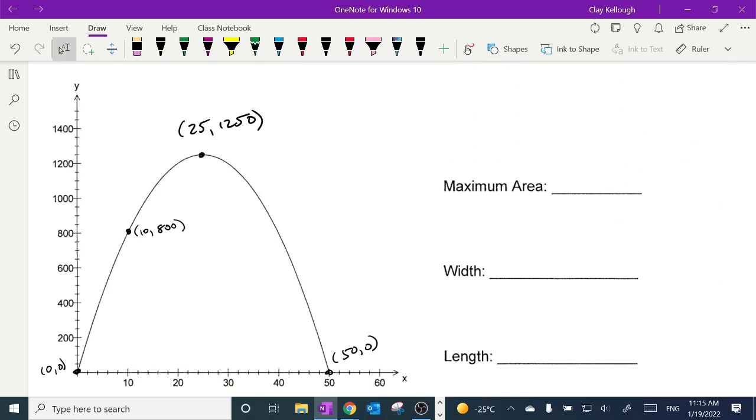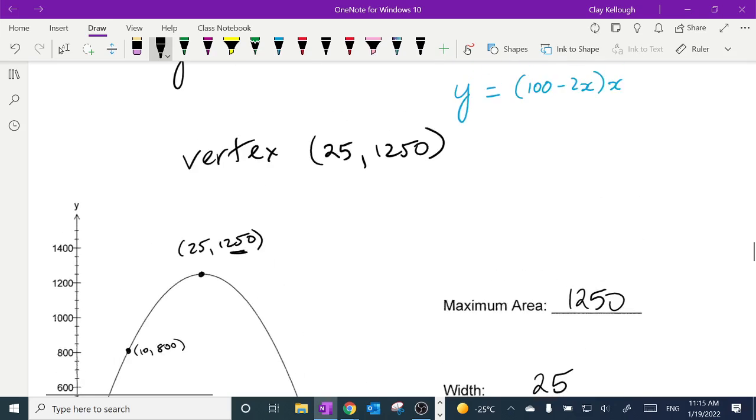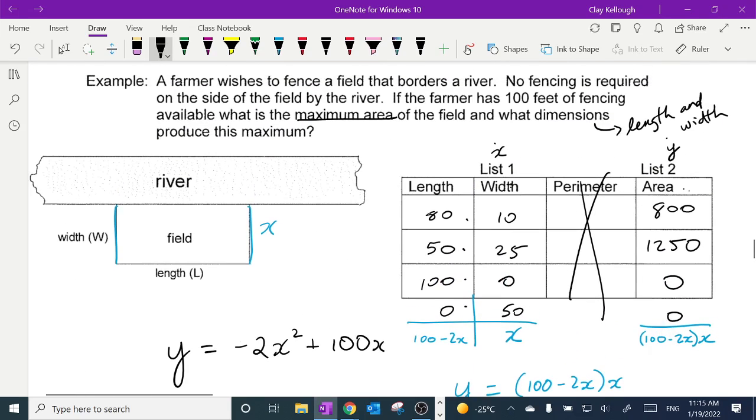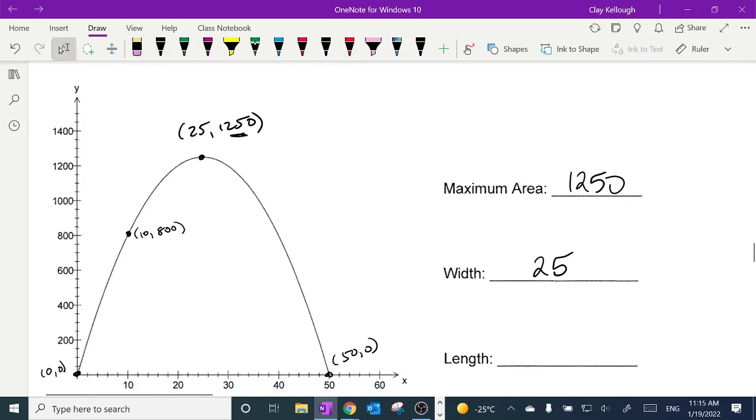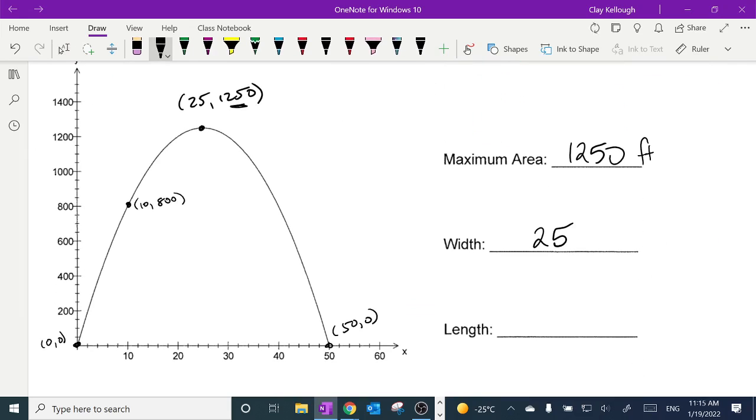Okay, so here's the important part. Do you understand what this is telling you? What is the maximum area? It's the 1250. It's this highest number of the vertex. What's the width that gets me that number? 25. We should probably put units on this. We're in meters here, right? Feet. Thank you. It's feet. So my maximum area is 1,250 square feet because that's the x value that gets you the maximum.